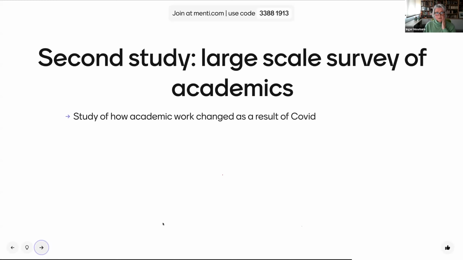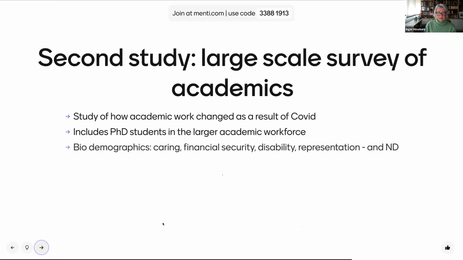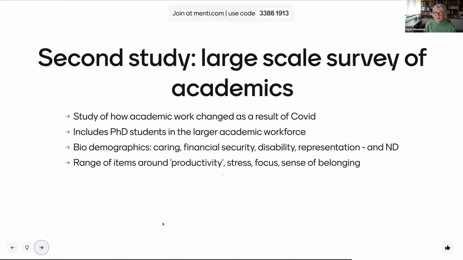So we framed this study just as a study of academic work, and saw neurodivergence as one of the biodemographics that we collected on the way in. We also collected caring, and all sorts of other extras like financial precarity, which is very important, I think, in how people function at work and so on. So we wanted to see neurodivergence as being in the mix with a bunch of other intersectional factors, financial security, representation, because everything is intersectional and it's not just one thing that really drives our life experience.